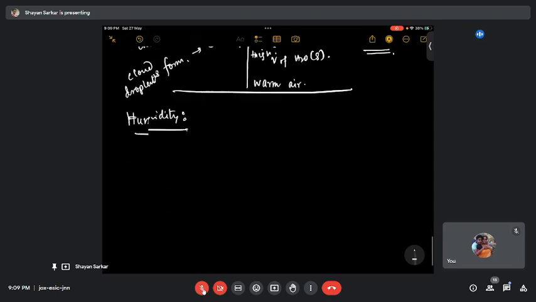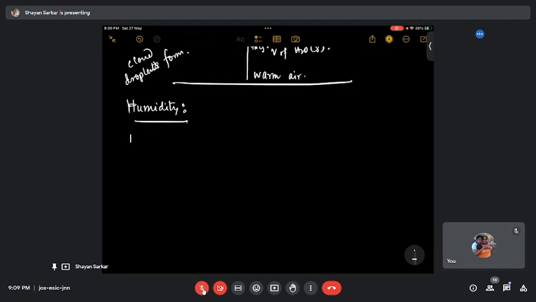Now what is humidity? Humidity actually gives us an idea about the amount of water vapor present in the air. Clear? During high humidity, what do we feel? We feel a very warm condition, right?